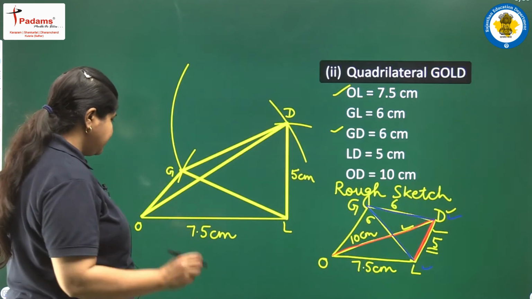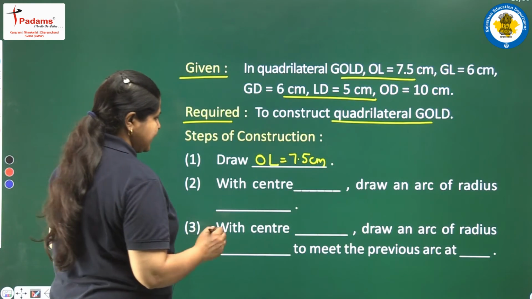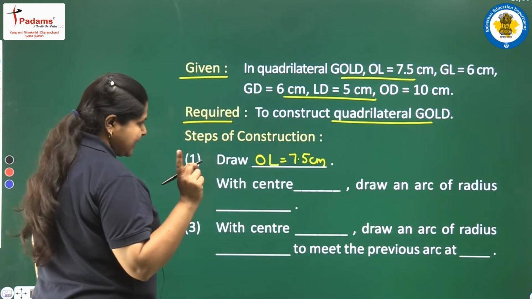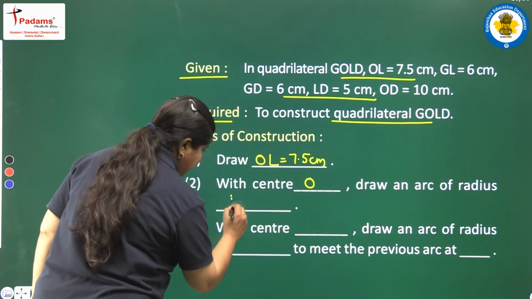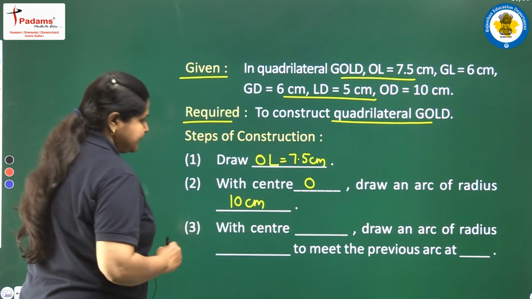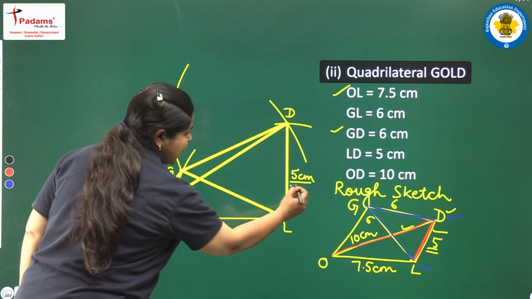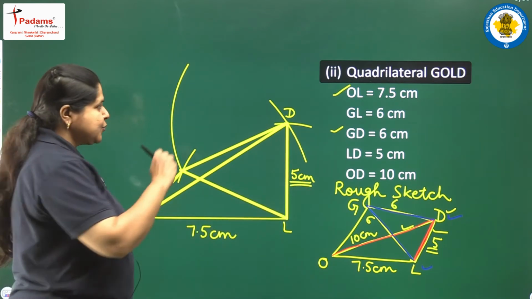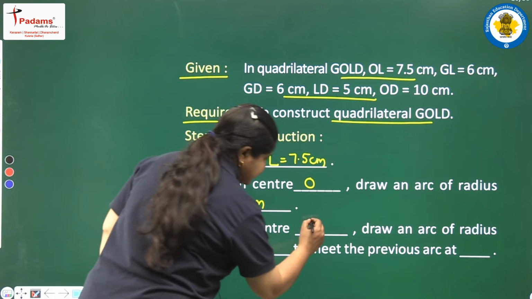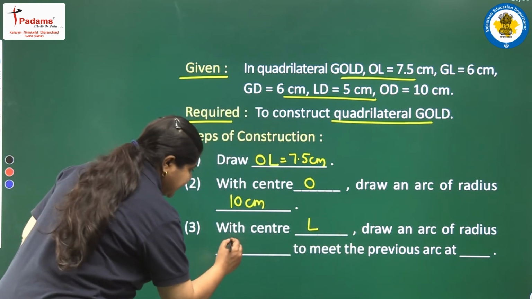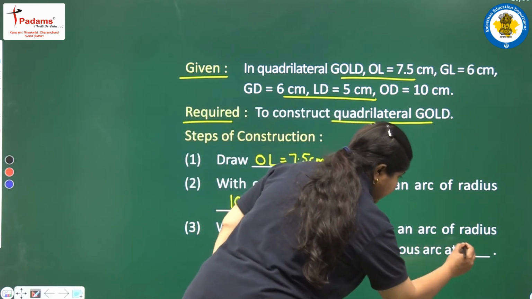Then what next we did? With center O and radius 10 centimeter, draw a line segment. So draw an arc in fact. So with center O, draw an arc of radius 10 centimeter. What next? With center L and radius 5 centimeter, draw another arc to get the point of intersection as D. So we write it here, with center L, draw an arc of radius 5 centimeter to meet the previous arc at D.